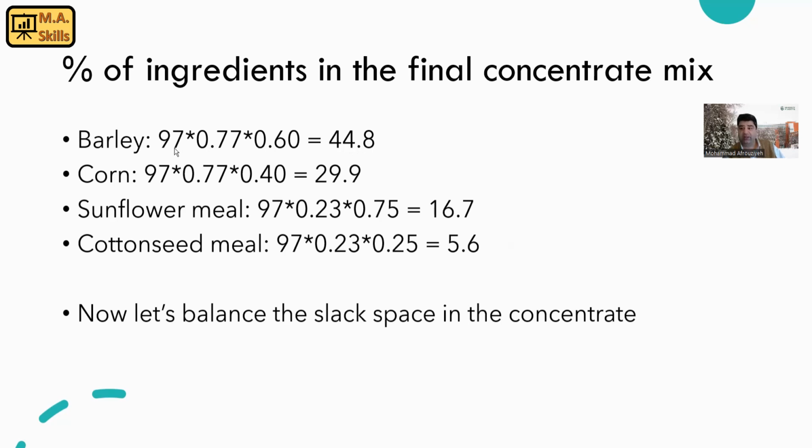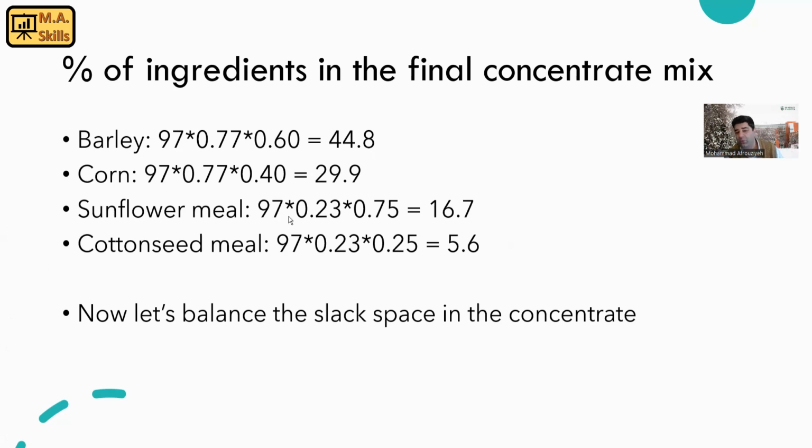So I'm just multiplying 97%, the section for feed ingredients. I'm accounting for slack space. I'm not paying attention to that 3% slack space. Take it away. Just 97% feed ingredients. From 97% feed ingredients, 77% is for energy ingredients. And for that energy ingredients, 60% is for barley. What is the amount of barley in my whole concentrate? You can just multiply these numbers.